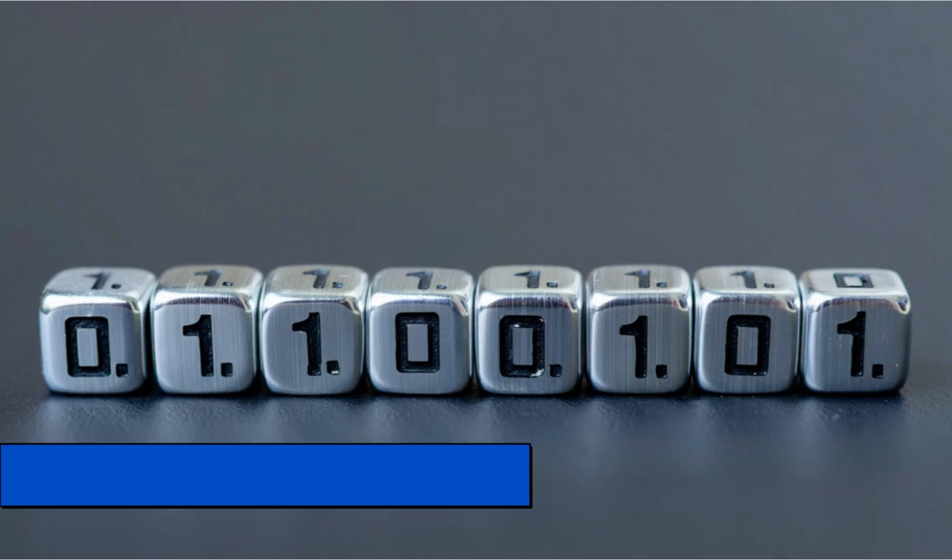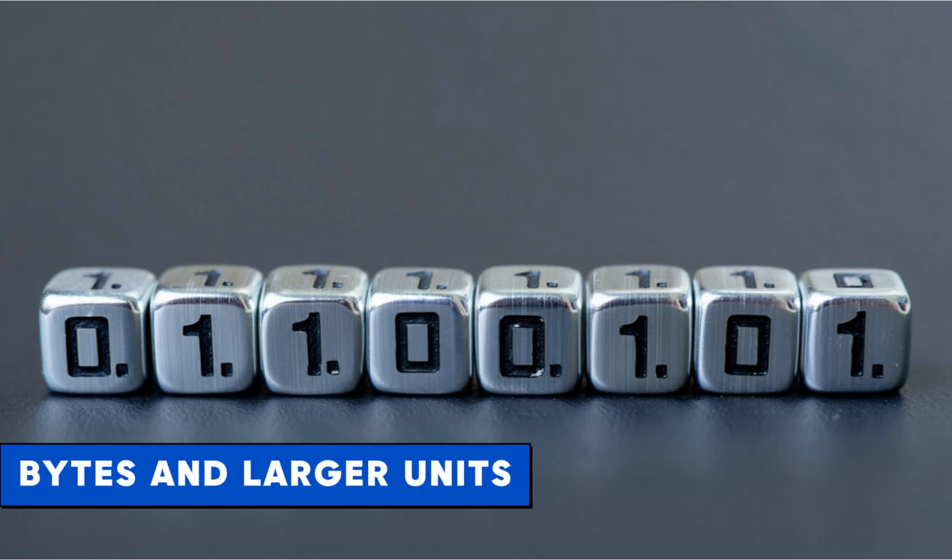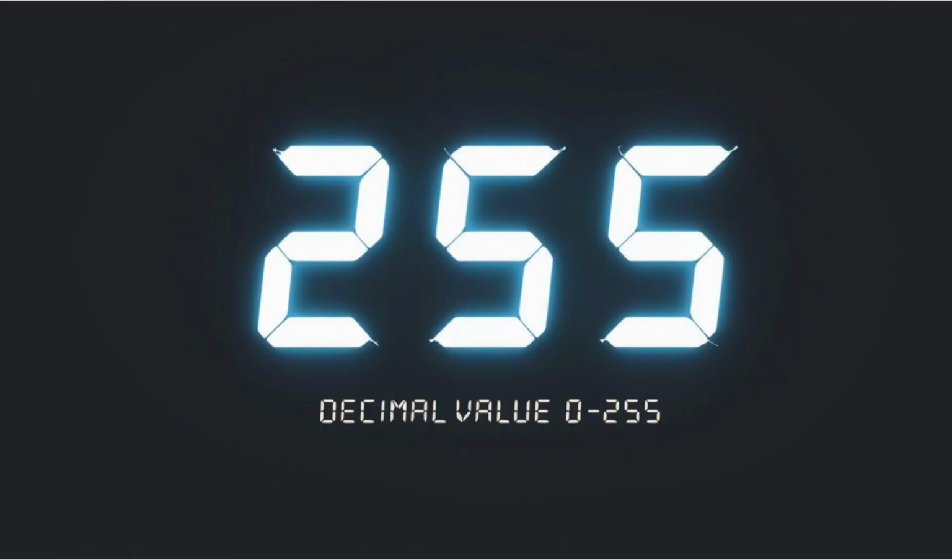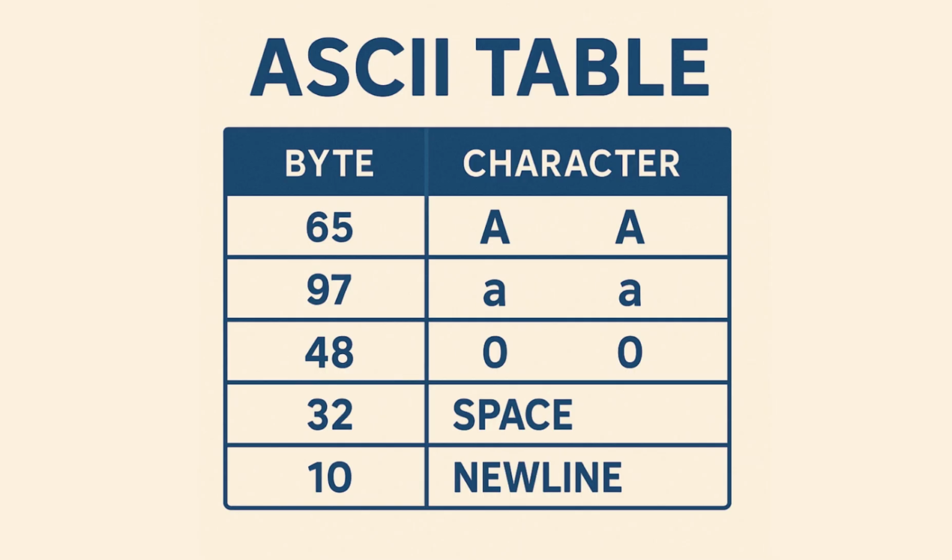In practice, computers typically group bits together into larger units. The most common grouping is 8 bits, which we call a byte. A single byte can represent 2 to the power of 8, or 256 different values, 0 through 255. This is enough to represent all the basic characters we type on a keyboard. ASCII is the American standard for that encoding. Developed in the 1960s, it uses bytes to represent text characters. For example, the capital letter A is represented by the decimal value 65, which in binary is 01000001.